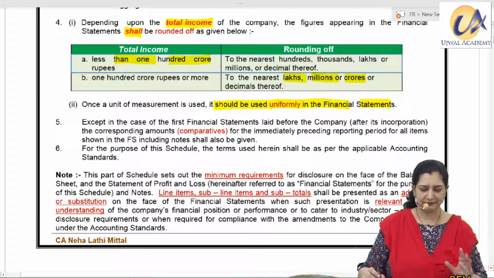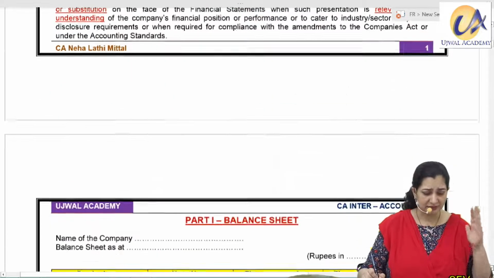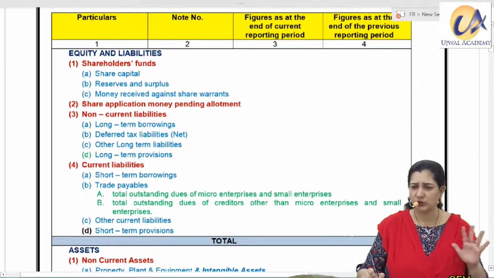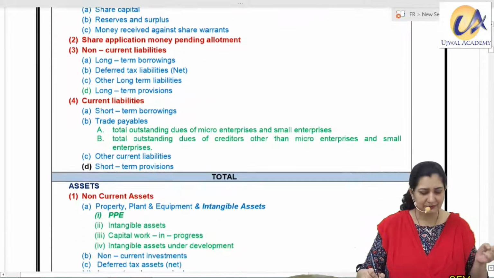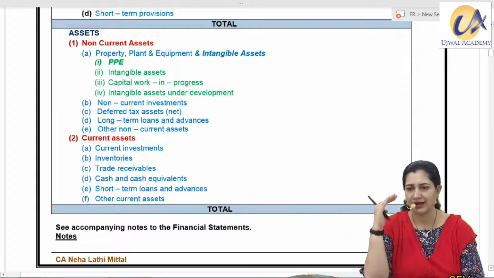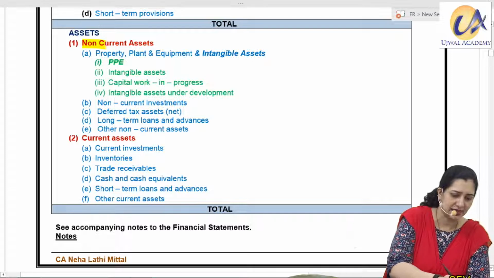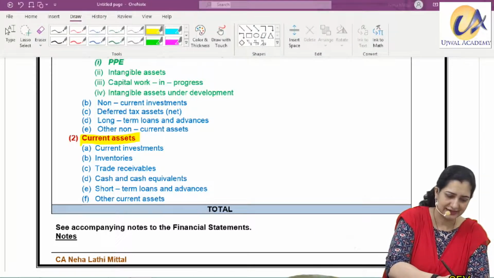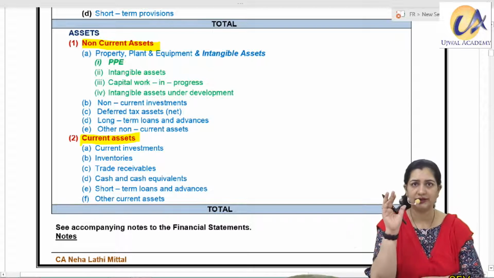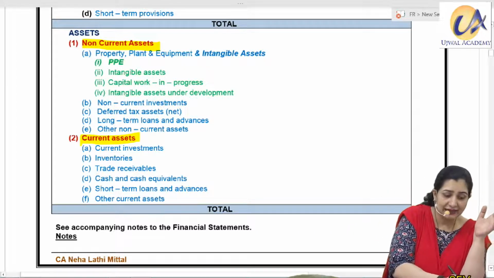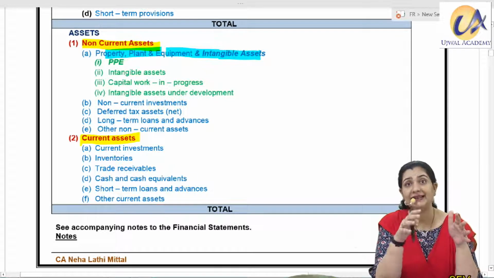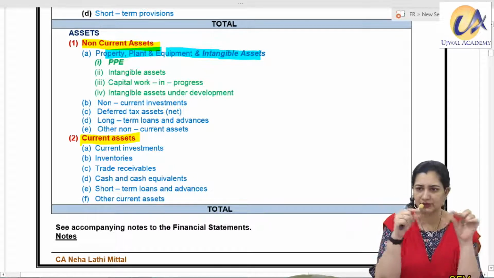Then going further, now comes my balance sheet format, the main thing. In my equity and liabilities, there is no change in the format. But yes, in my assets, there is a small change which has occurred. In our assets, we have non-current assets and current assets, our two main heads. That is the same. But now the first item under non-current, we call it PPE and intangible assets. Earlier we used to only call it PPE. Now we call it PPE and intangible assets. So we have just added that.